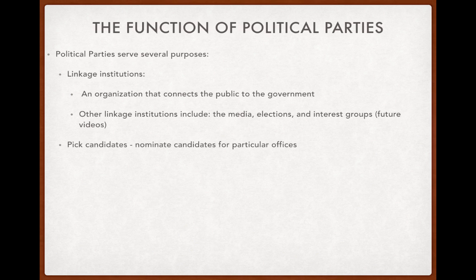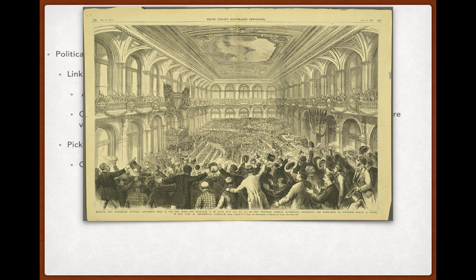Political parties also pick candidates. They nominate candidates for political office. So really, this is kind of new, the 20th century. It's only recently that the public has had a say in the nomination process. It used to be members of the political party would meet up at a convention in a city and pick who would run for president. James Garfield, who was our 20th president, had no intention of even running for president, but at the nomination convention, his name was mentioned and finally the Republicans agreed to pick him.